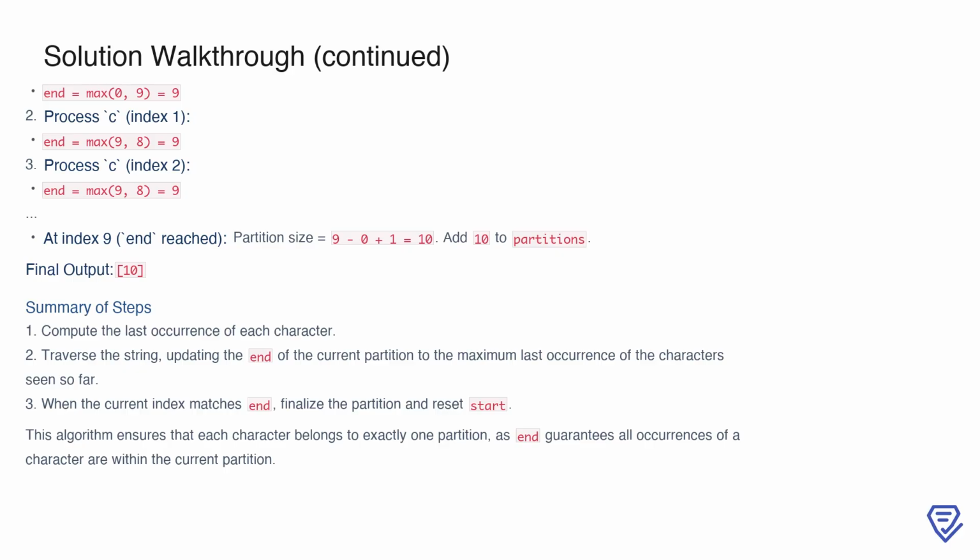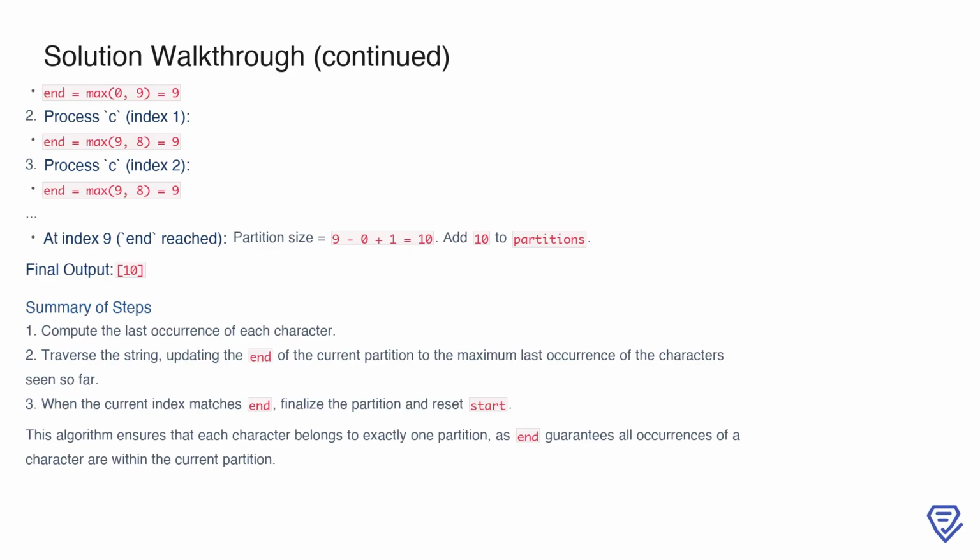First, we compute the last occurrence of each character, resulting in the table E at index 9, C at index 8, B at index 6, and D at index 7. We initialize partitions as an empty list, with start and end both set to 0. Processing the string, at index 0, the last occurrence of E is 9, so end becomes 9. At index 1, processing C, the last occurrence is 8, but end remains 9, as it's already larger.